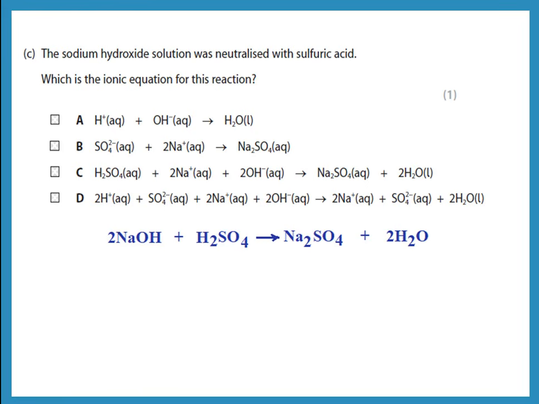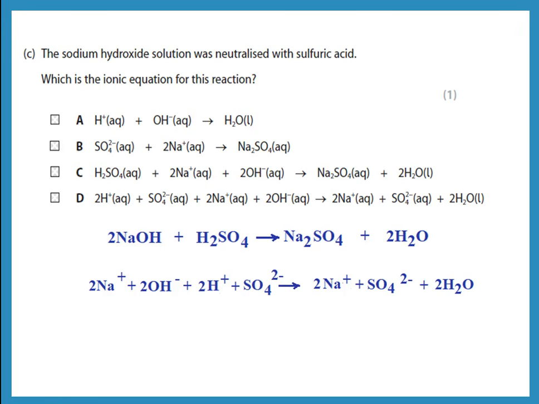Now, how do we convert it into an ionic equation? Remember that we ionize everything that is aqueous. If something is solid or liquid or gas, we don't ionize it. So sodium hydroxide is a solution. It should be ionized. Sulfuric acid is a solution. Sodium sulfate would be a solution. You should remember that sodium compounds are all soluble in water. And H2O is a liquid. So H2O will not be ionized. So we're going to ionize.